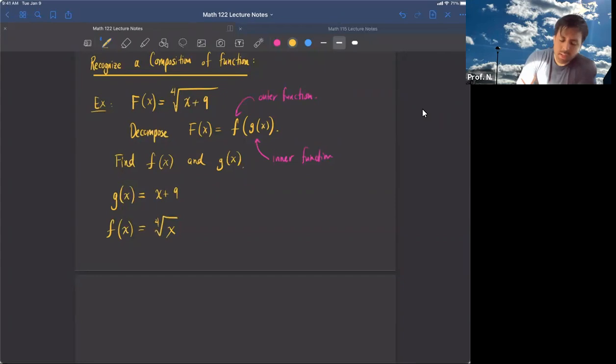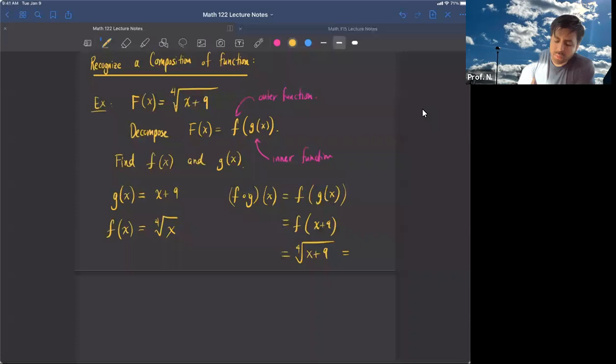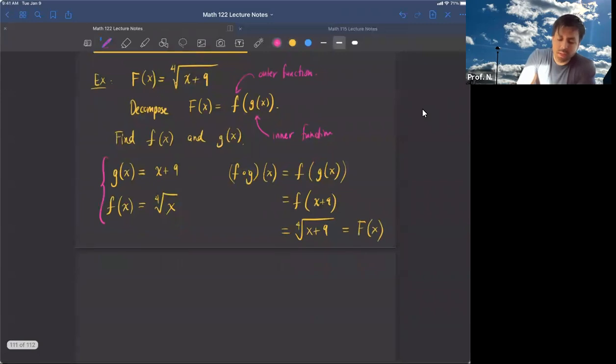And do you guys see that if I find f of g of x, this will be f of x plus 9, which will be the 4th root of x plus 9, which is exactly what I wanted to begin with. So this is one pairing. This is probably the most apparent pair of functions whose composition gives me this. There are other pairs that also work. You could have made it a little bit more complicated. I'll give you just another one, and then you can think about the other ones if you like.